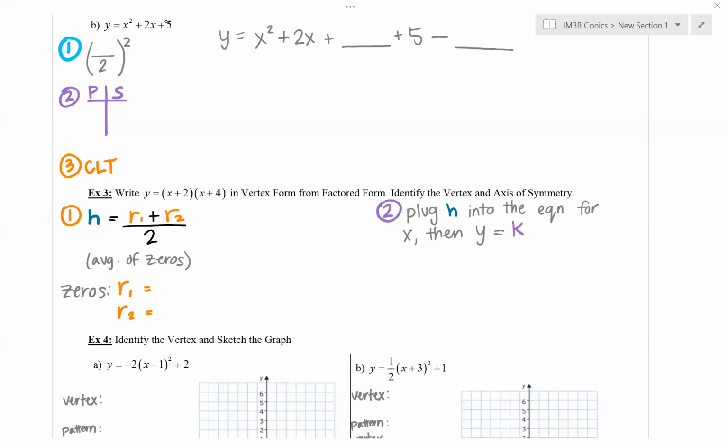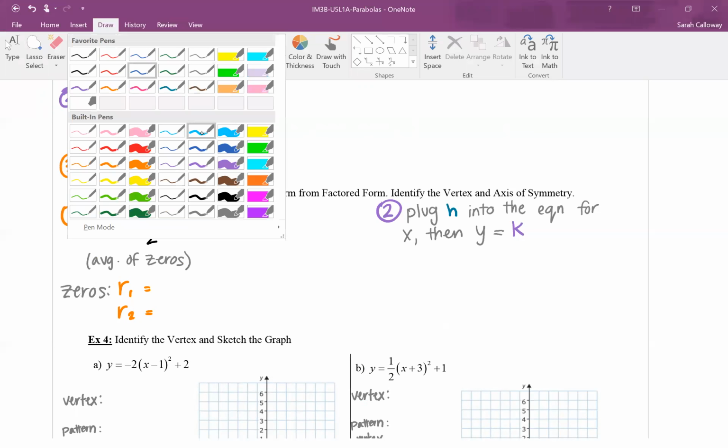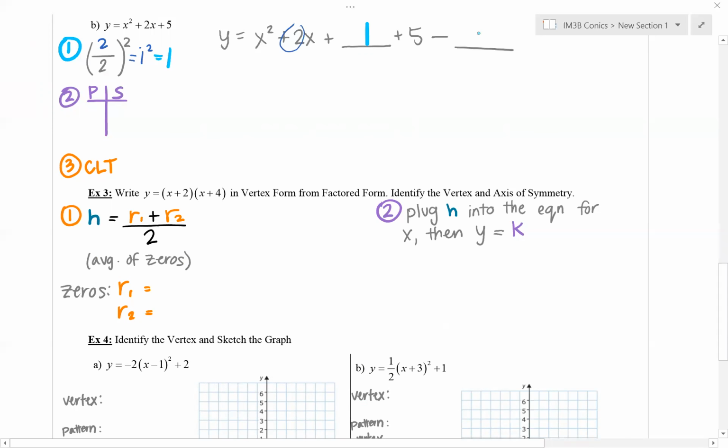Okay, so B in this problem is what number? 2, so we're going to add 1. Good. So if I divide 2 by 2, I get 1. 1 squared gives us 1. So we're going to add and subtract 1.